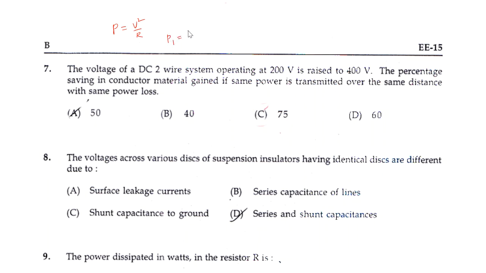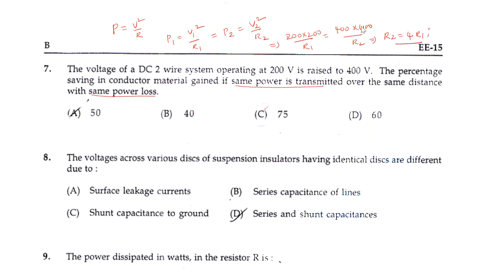So P1 is equal to V1 square by R1, which is equal to P2, that is V2 square by R2. Why? Because they said the same power is transmitted with the same power losses. So what is the relationship between R1 and R2? V1 is 200, so 200 into 200 divided by R1 is equal to 400 into 400 divided by R2. From this relationship, R2 will be 4 times that of R1.